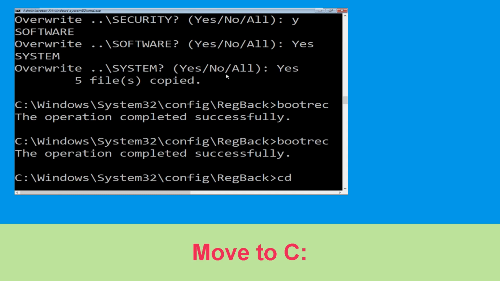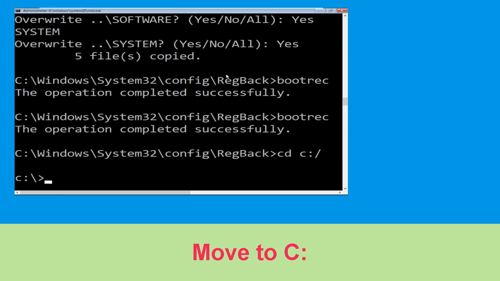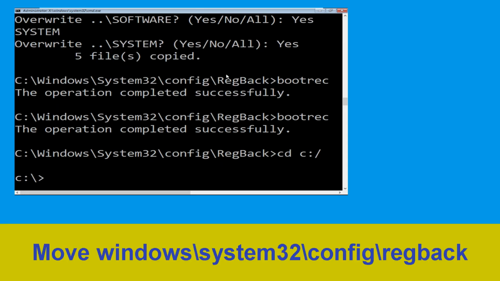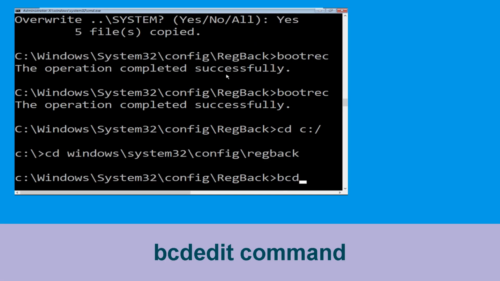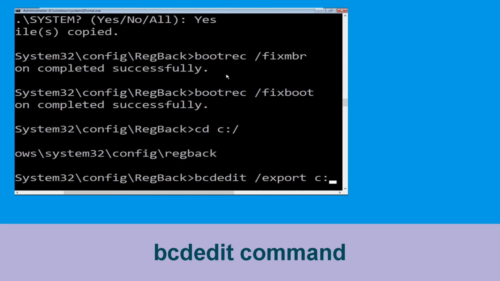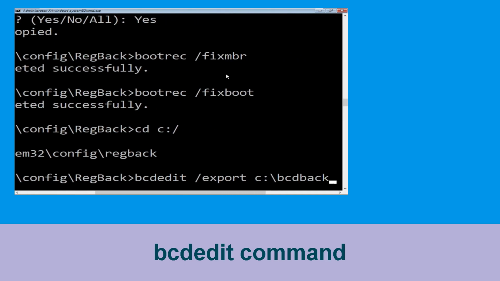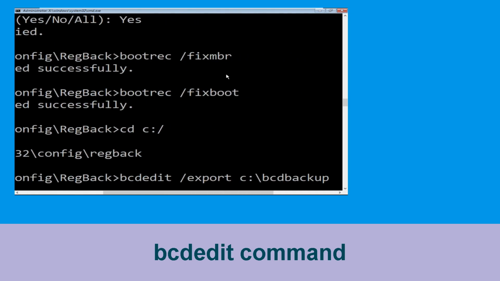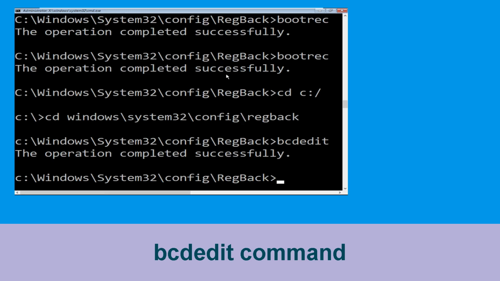Type cd space c:/ and hit enter. Now type cd space Windows/system32/config/regback and hit enter to execute. Now type this command bcdedit space /export space c:/bcdbackup, then hit enter.